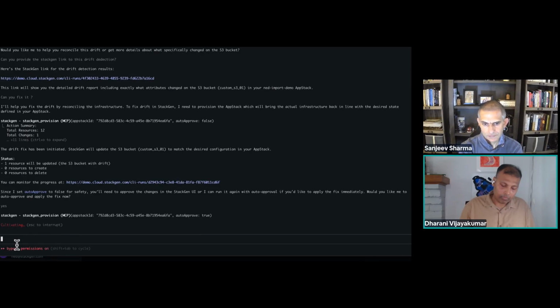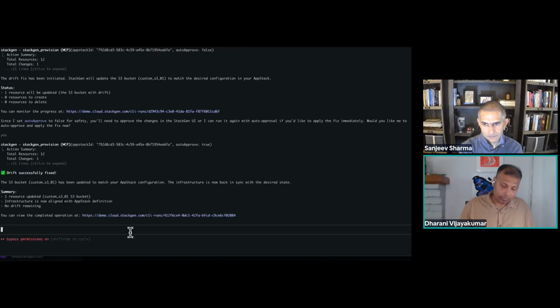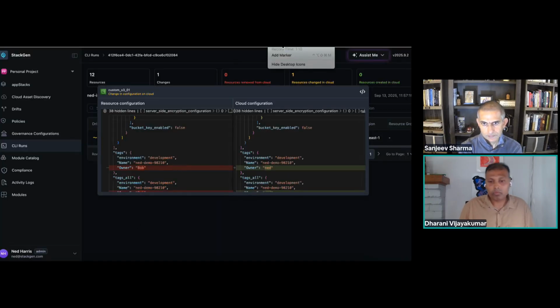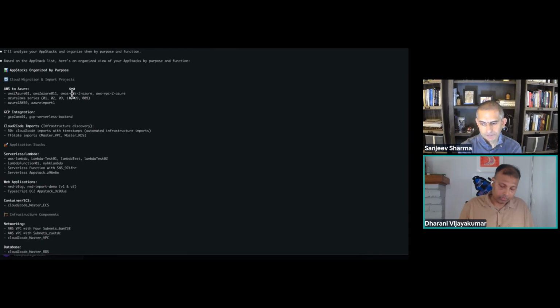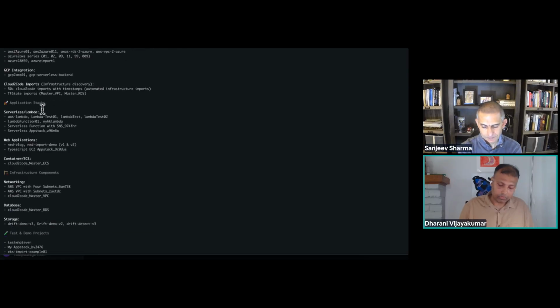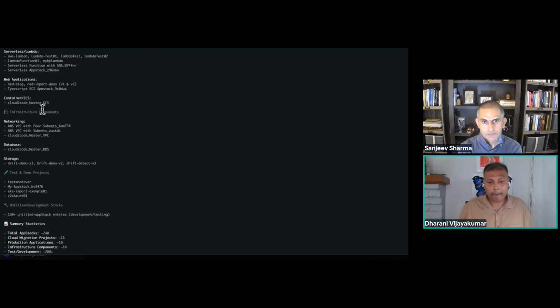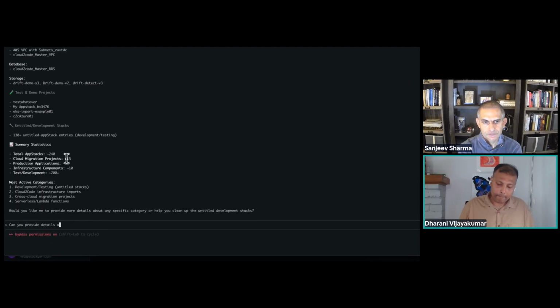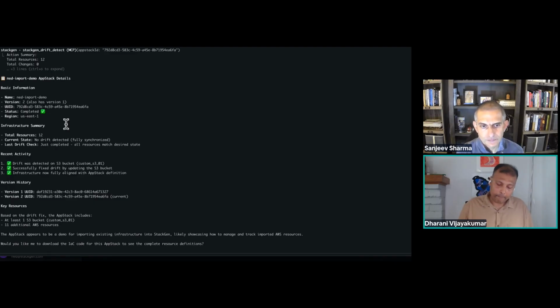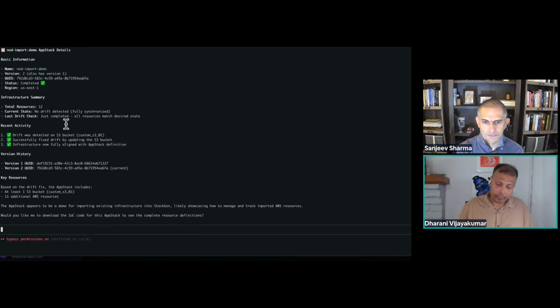Combining StackGen and an AI assistant through an MCP integration means we can discover details about your infrastructure in ways that were hard to pull off in the past. Let's list all of our app stacks and organize them by purpose and function. Let's drill in deeper to understand more about a given app stack. Let's find out more about app stack dependencies.